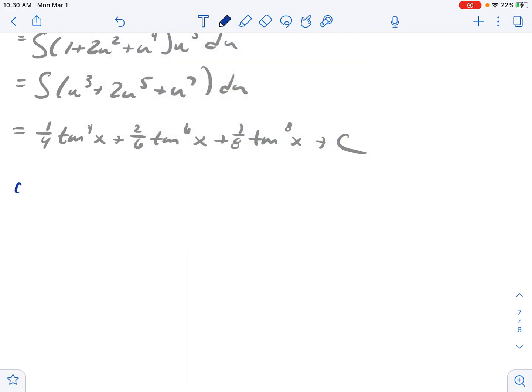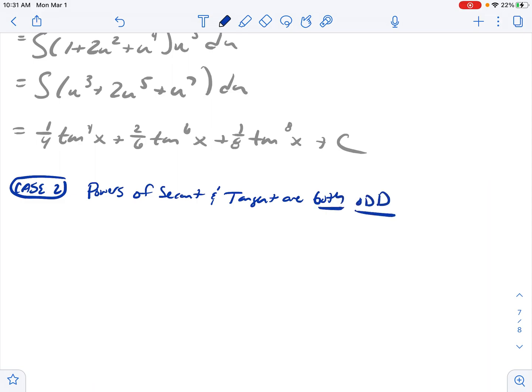Case 2 out of 3. Powers of secant and tangent are both odd. Okay, this time what we're going to do is strip out a secant x tan x dx, and that's going to be our du. So what does that mean? U is going to end up being secant x this time.